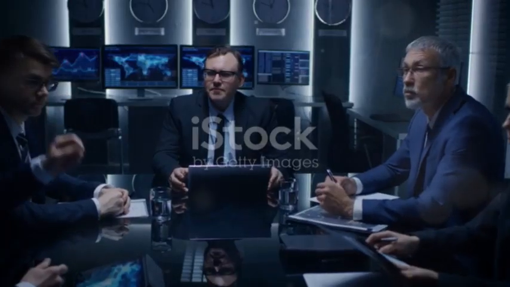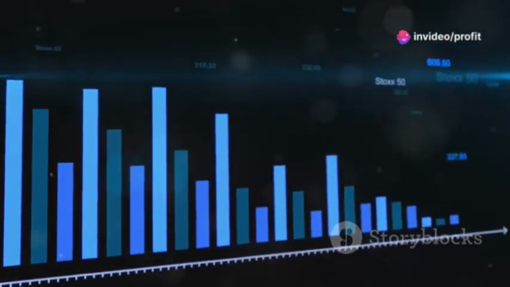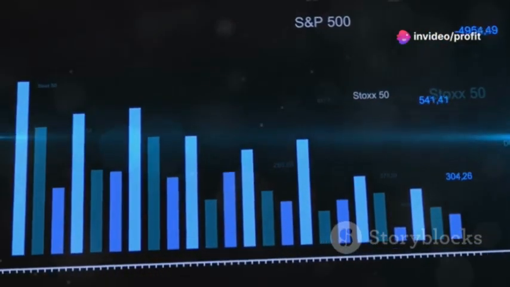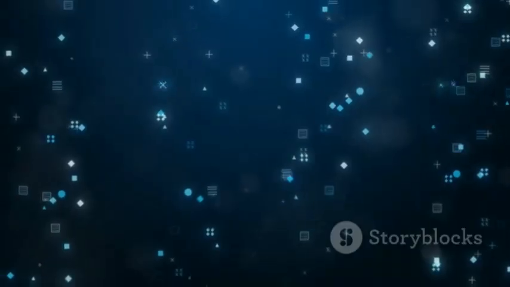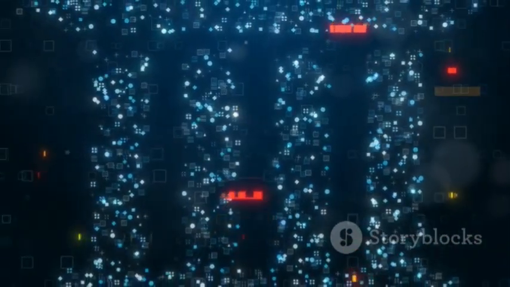Chapter 8. Crisis Mode. Unconventional tools for extraordinary times. In times of economic crisis, central banks may deploy unconventional measures to stabilize the financial system and stimulate growth. These extraordinary times call for extraordinary actions.